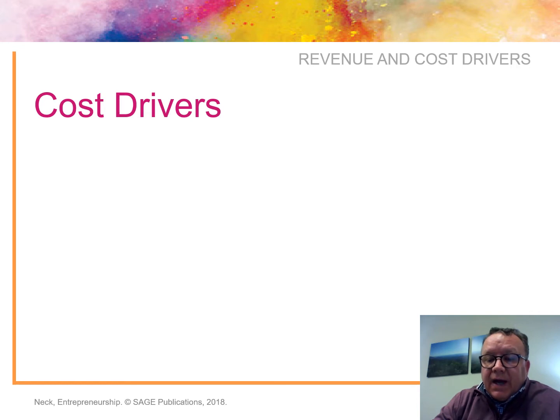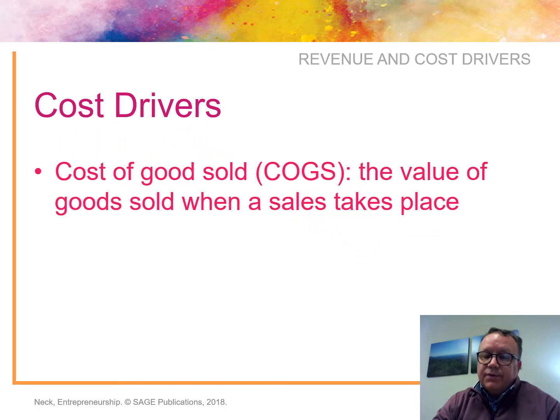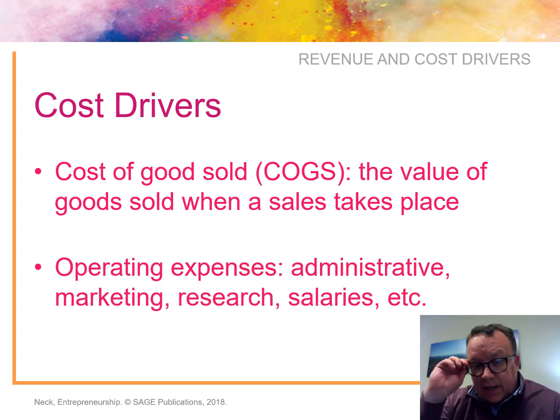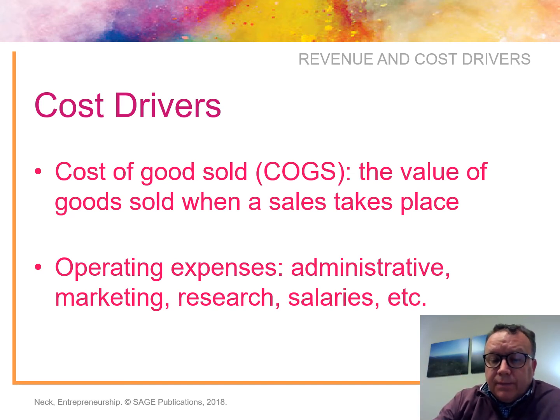Important on the revenue side, we can never ever forget the cost, right? So there's cost drivers here. Not to get too deep into business terms, but the cost of goods sold, which is COGS, that's the value of goods sold when a sale takes place. Okay, so at that moment in time, what's the value of those goods at that particular time? Other cost drivers include administrative, salaries, research, marketing, and those are what we call OPEX, or operating expenses.